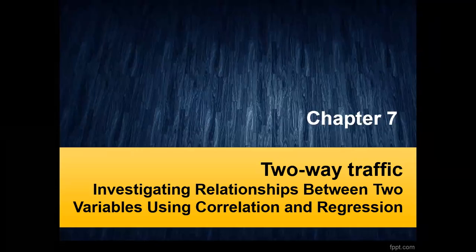We are starting chapter number 7, and this chapter is about correlation and regression analysis. And what is correlation and regression? With the help of these two methods, we can identify the relationship between two variables. This is also called bivariate analysis. In bivariate analysis, or two variable analysis, we will check how two variables are correlated.